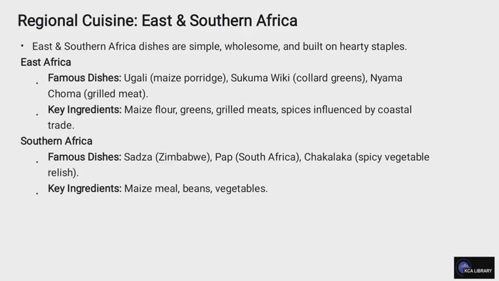For East and South Africa, their dishes are simple, wholesome, and built on hearty staples. An example: in East Africa, we have ugali, we have sukuma, and we have nyama choma. The ingredients are as follows. For South Africa, the key famous dishes are pap, chakalaka, and others.